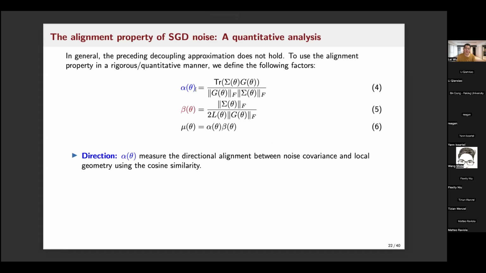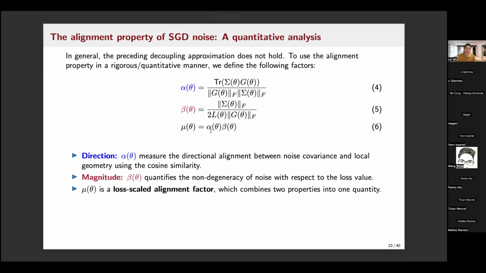So here I use alpha theta and beta theta to quantify the directional alignment and the magnitude alignment. Lastly, I will use mu theta, which is the product of the two alignment factors. Specifically, I call these the low-scaled alignment factors.